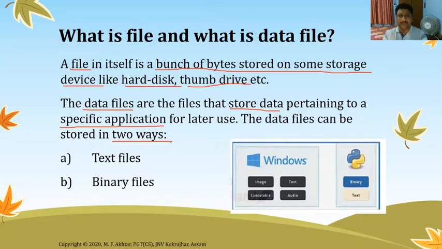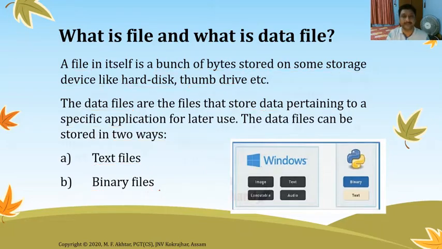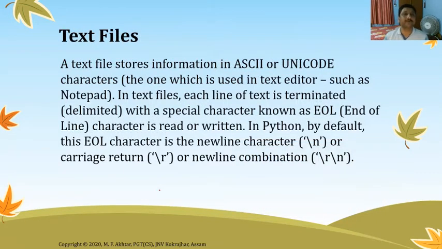So there are two ways. The first way is known as the text file and the second is the binary file. We will discuss both of them one by one. First of all, we will learn what is a text file. A text file stores information in ASCII or Unicode characters. What is this?